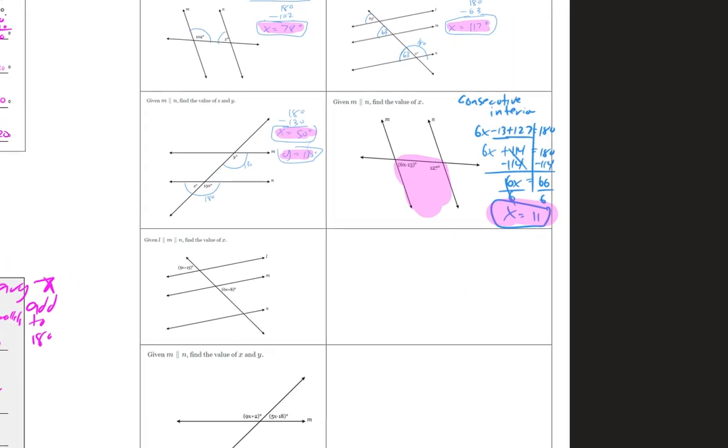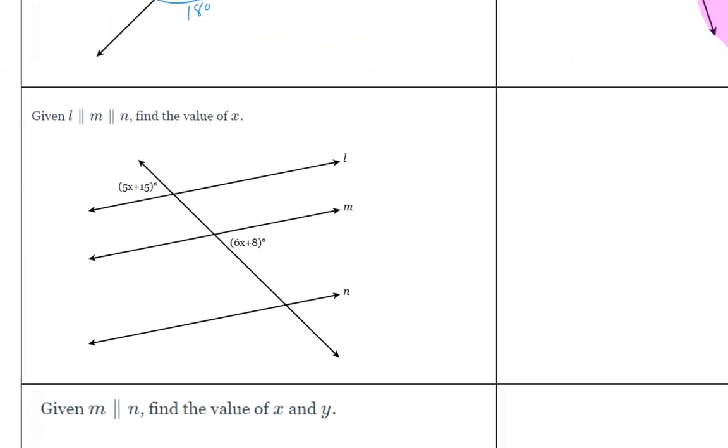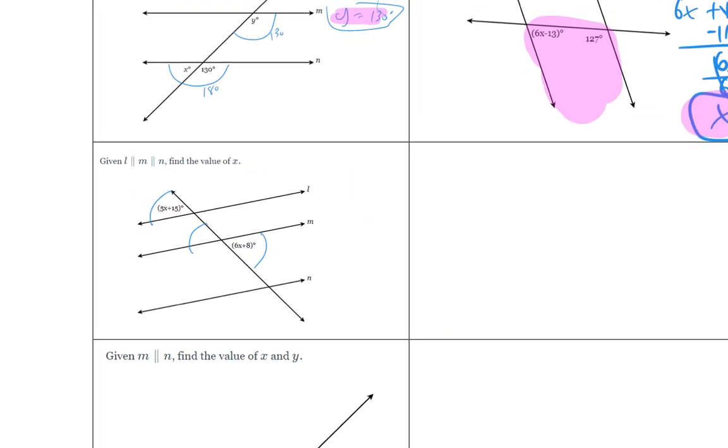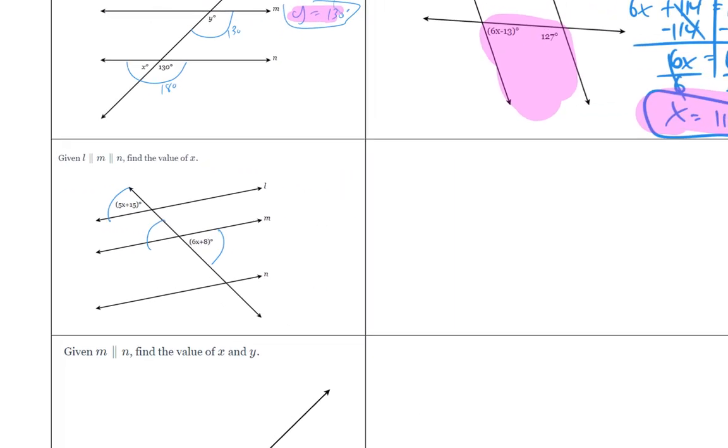Next. All right, these are our last two. They're more difficult, but we got this. So this one and this one. Okay, we know that this one is the same as this one, right? So they're both equal to each other. We're going to say that those are congruent. So we're going to say one equals the other. We're going to say 5x plus 15 equals 6x plus 8.